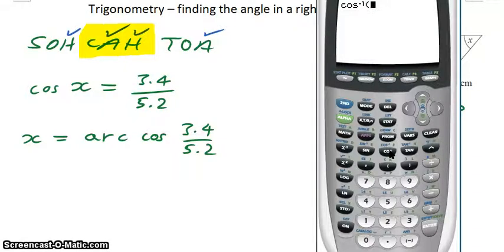Alright, so what we simply do is we tap in cos minus 1, 3.4, divide by 5.2, and my cat's agreeing with all this.